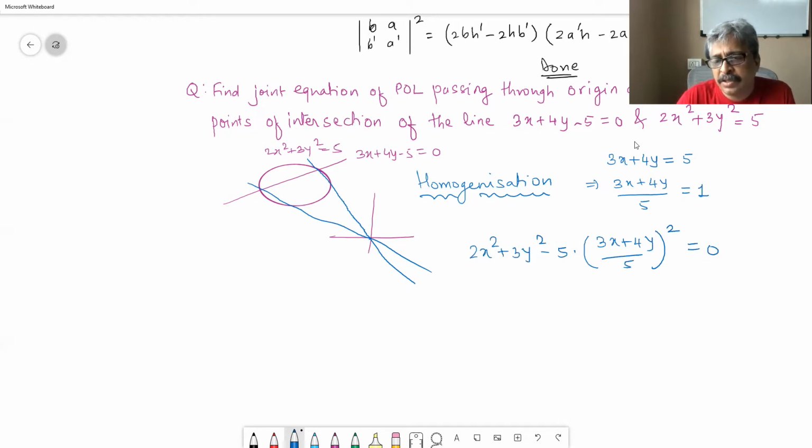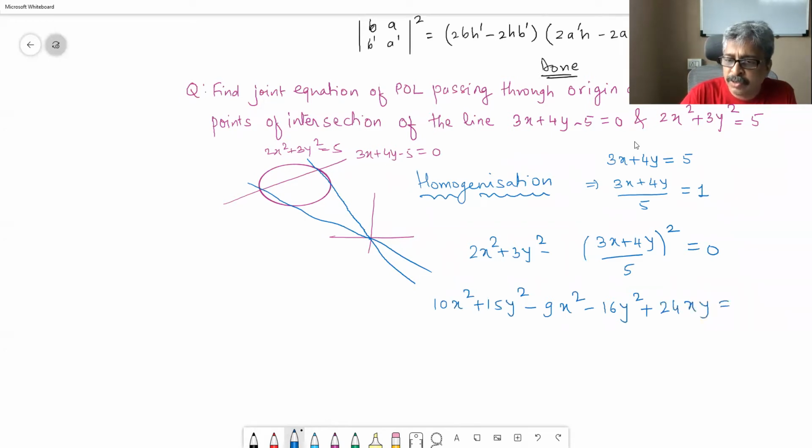What have we achieved here? This bracket is 1 and its square is 1. Therefore, we have not changed the equation at all. It is one and the same equation. However, this equation is homogeneous in x and y. Let us find out what this equation is. First of all, out of these two 5s, you can get rid of one 5 from here and put only one 5 here. Multiply everything by 5, we get 10x square plus 15y square minus 9x square minus 16y square plus 24xy is equal to 0.